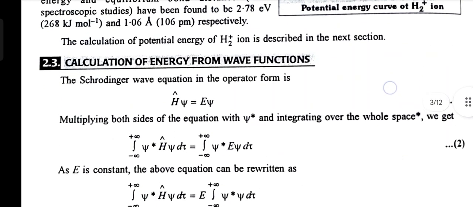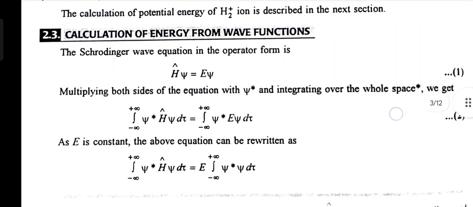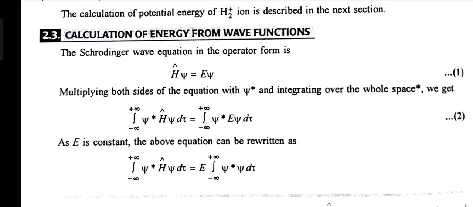Now the next section, calculation of energy from wave functions. The Schrödinger wave equation in operator form is Hψ = Eψ. Multiplying both sides of the equation with ψ* and integrating over the whole space, we get the integral of ψ* Ĥ ψ dτ, limits minus infinity to plus infinity, equals the integral of ψ* E ψ dτ, limits minus infinity to plus infinity.